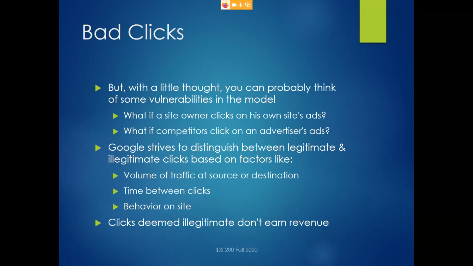And of course, behavior on site. Normal site users, they show up to a page, they look around for a while, they take their time. Yeah, maybe once in a while they click on an ad, but mostly they're there to look at the site. But if Google sees traffic that goes straight to the site, clicks on a few ads, and then goes away, again, Google's going to say, oh yeah, there's something up with that. That's not how real humans act. So any of those clicks that are deemed illegitimate, that basically fake traffic, they're not going to earn any revenue. The advertiser doesn't pay Google, and Google doesn't pay the site as applicable.